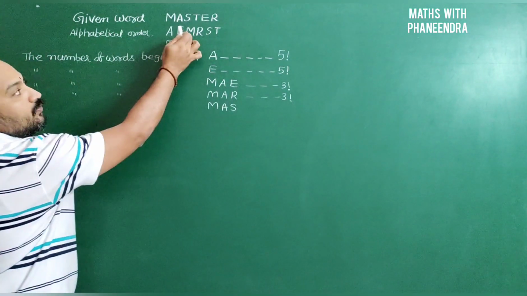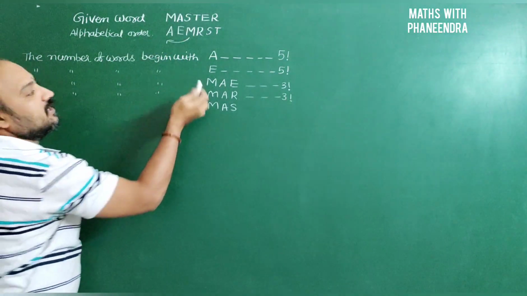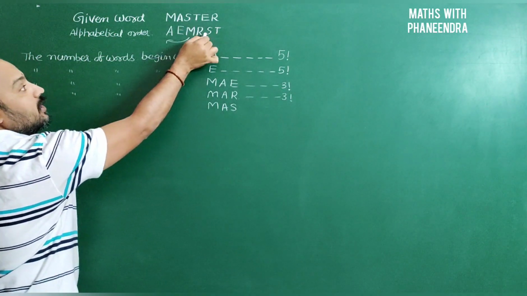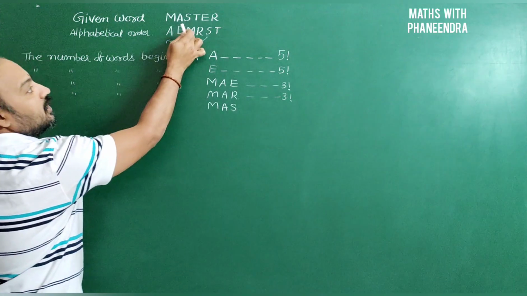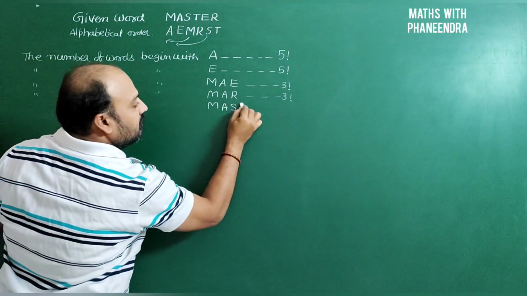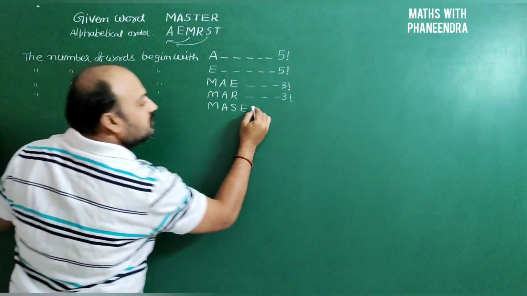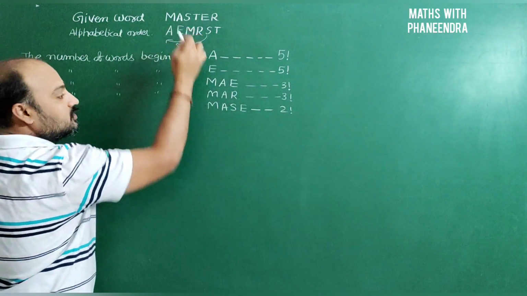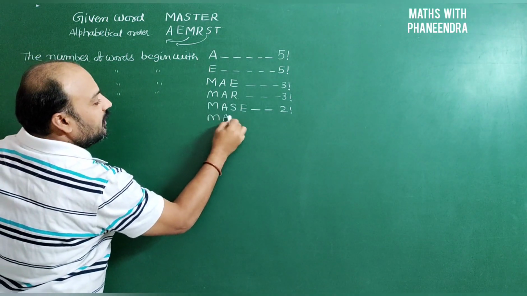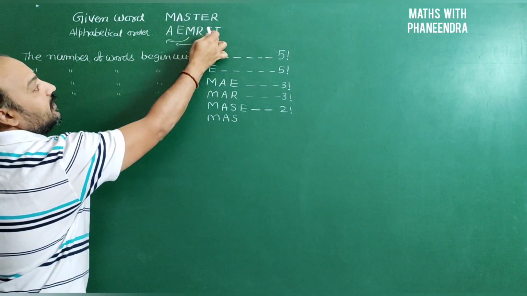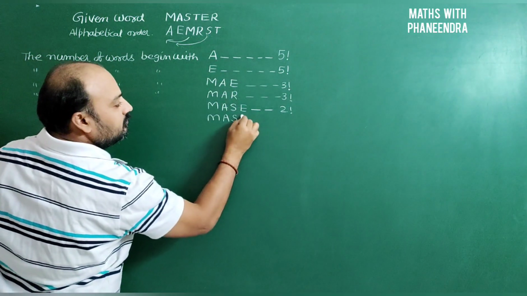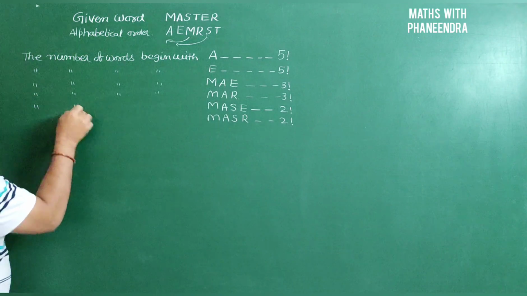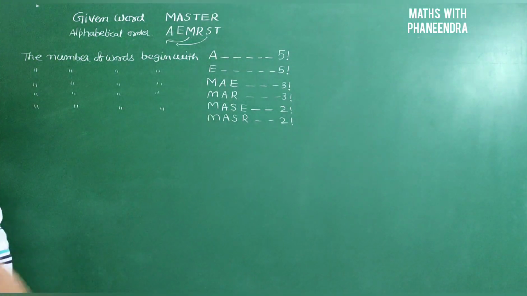After that, what you have to do? Till you write MAST. The number of words which begin with MAS, again you come forward. So MASE, the number of words which begin with MASE, the remaining 2 can be arranged in 2 factorial. Next, the number of words which begin with MASR will come. So this can be arranged in 2 factorial ways.